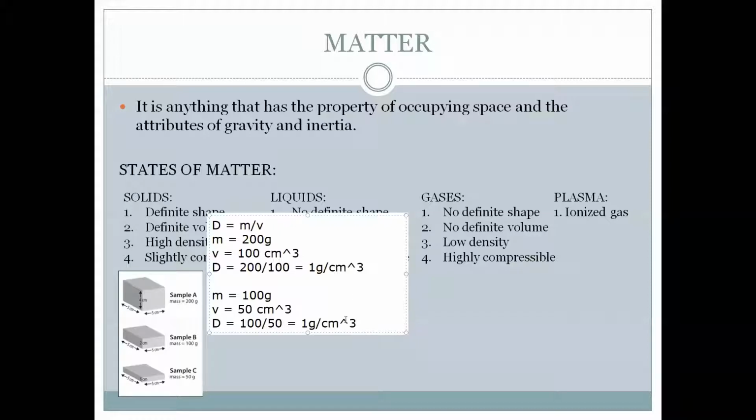Okay. So dito naman, mass natin is 50 grams. Then yung volume natin is 25. 25 cubic centimeters. Okay. So D is equals to 50 over 25.